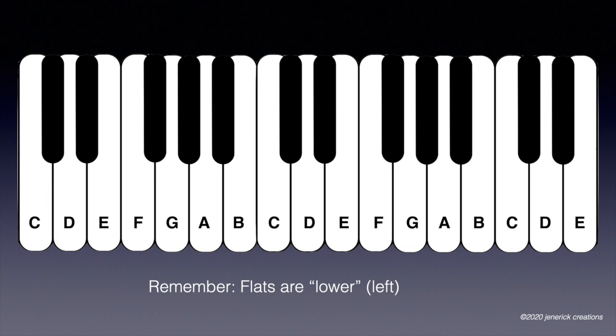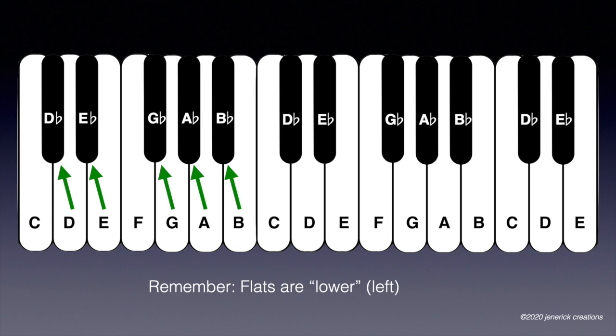Flats are up and to the left of the note for which they're named. So D up and to the left is D flat. E up and to the left is E flat. And so on up the keyboard.